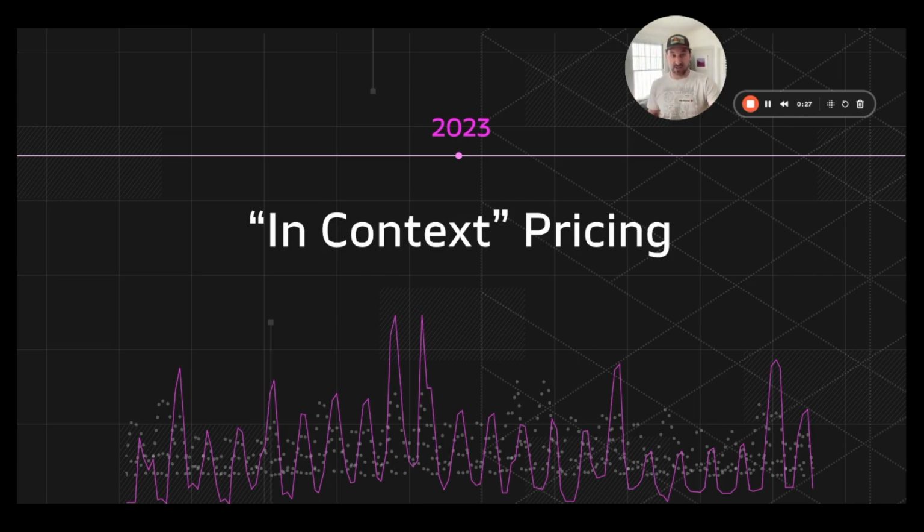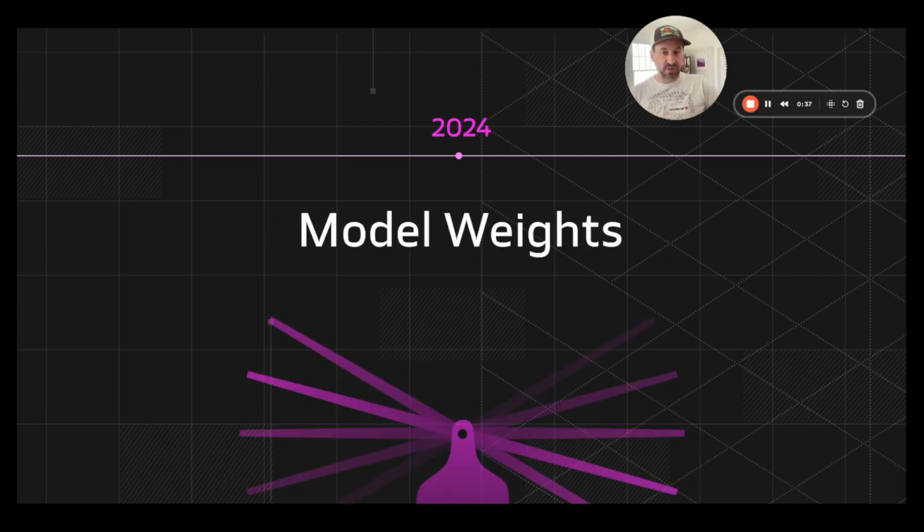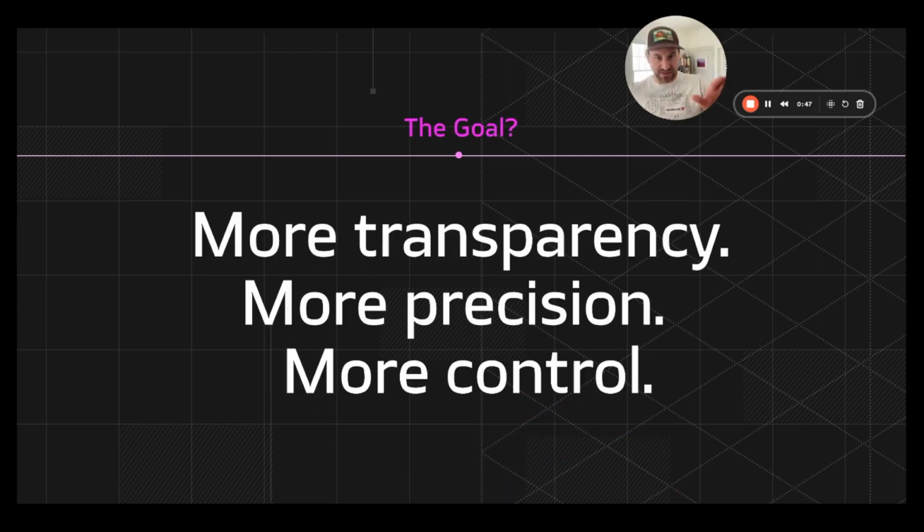Last year, we launched in-context pricing. This is the ability to start to bring your comp set and other data into view with your pricing strategy, just to make sure you have more control. And model weights in 2024 is the first of many things we'll launch, again, with the goal of putting your team in control. The goal of all this, more transparency, more precision, more control.